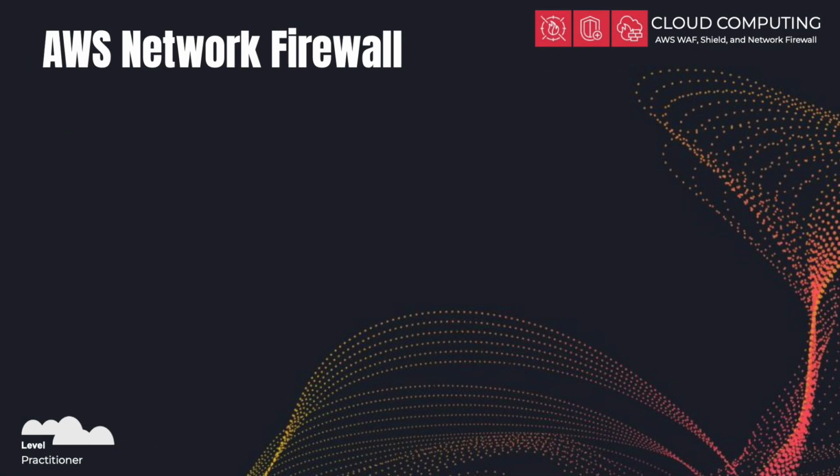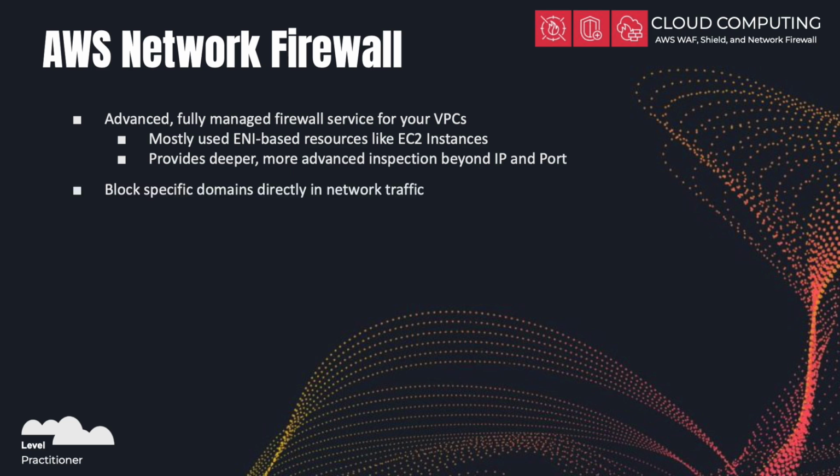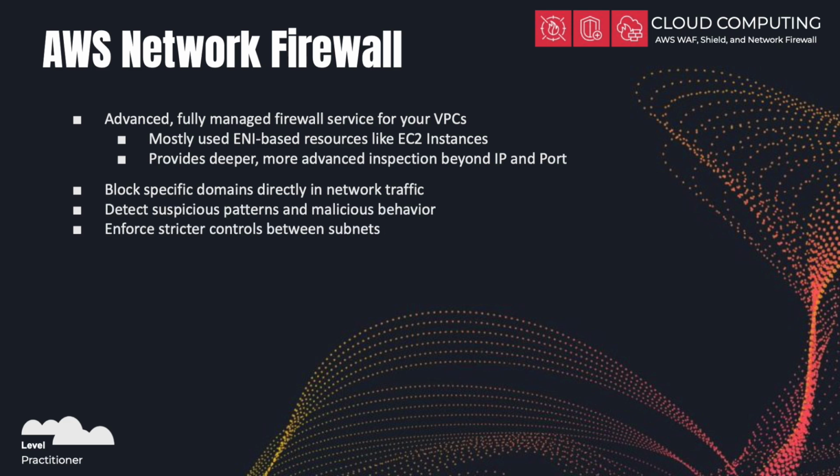Starting with AWS Network Firewall. You can think of AWS Network Firewall as a more advanced managed firewall service for your VPCs. Instead of only matching an IP and port, you can look deeper into the traffic and apply more complex rules. For example, you can block certain domains, detect suspicious patterns, or enforce stricter controls between different subnets or VPCs. So that covers deeper inspection inside your VPCs.